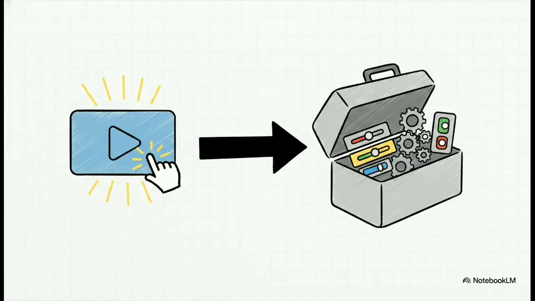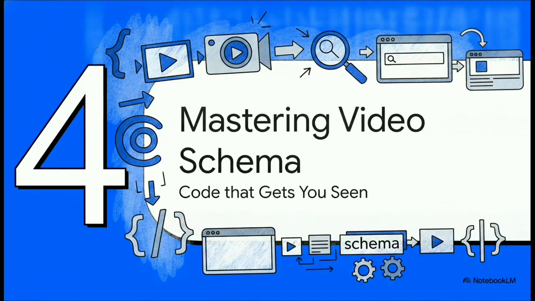So the crucial point is, the workaround is actually incredibly easy. If you don't see that Customize button, simply click the video overview tile directly, or just edit the custom prompt. Doing either of those will trigger the customization options to reappear, allowing you to access all those great formatting and language settings. Section 4. Mastering Video Schema, the code that gets you seen.